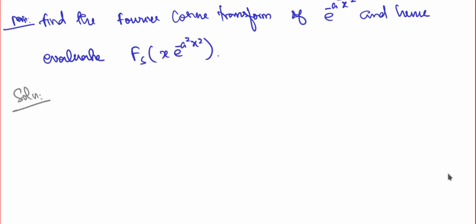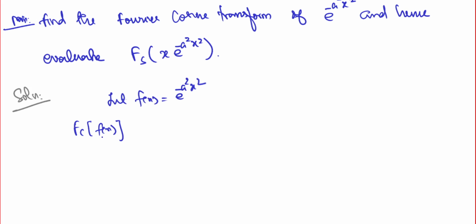One small trick that I'm going to utilize in this problem, from what I already know. Let's go through it and then we will understand the trick. So what is the Fourier cosine transform of it? Let me write this as simply f of x, and we'll first define f of x as e to the power minus a square x square.